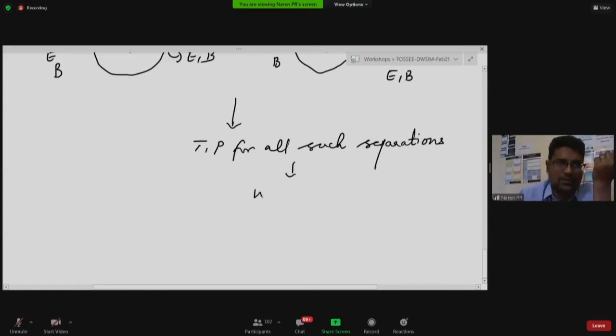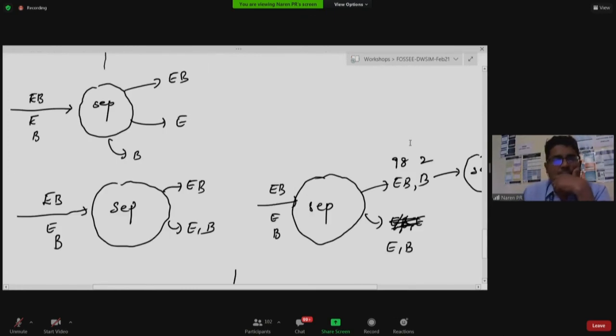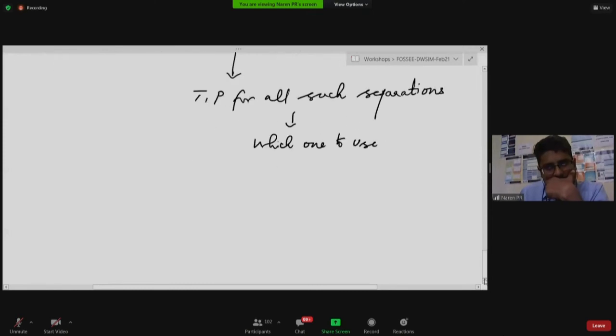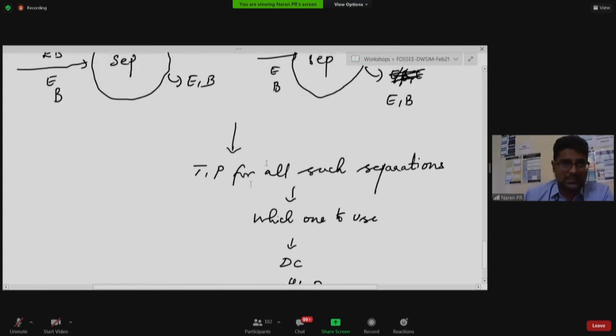And we need to find out which one to use in that, correct? Same as how we discussed for the reactor, we now need this for a separator. And then comes the choice of equipment, whether it is a distillation column or a stripper or an absorber or a fractionator and so on and so forth, correct? Then comes its height, diameter and so on. But the first thing is you need to find this. Clear?